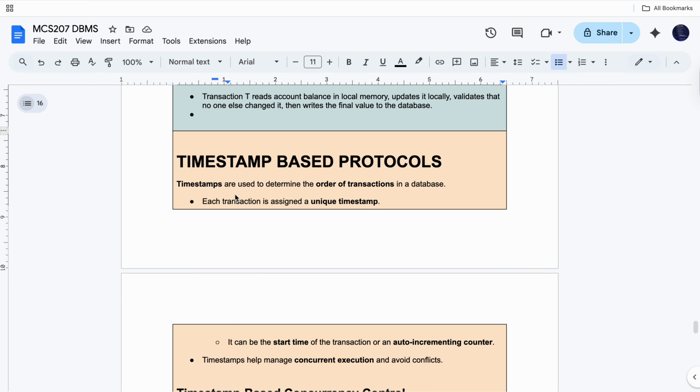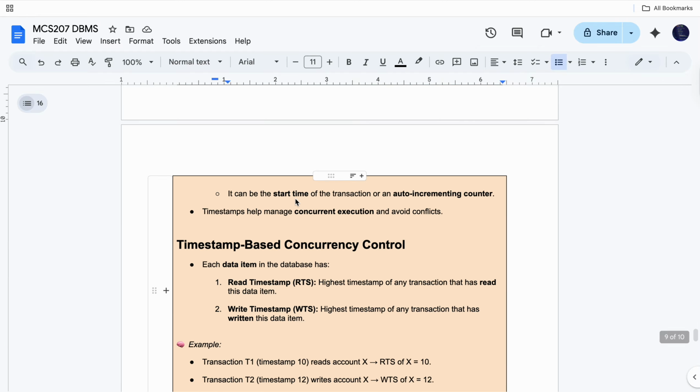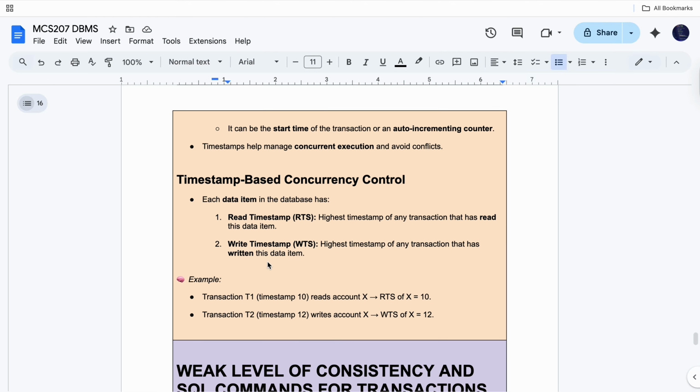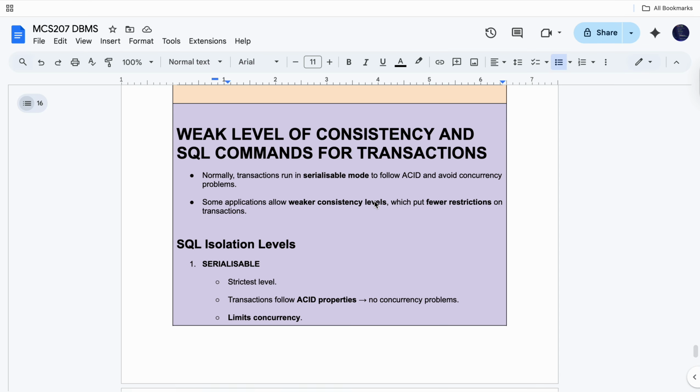Timestamp based protocol. Timestamps are used to determine the order of transactions in the database. Each transaction is assigned a unique timestamp, which can be its start time. Timestamp based concurrency control uses read timestamps and write timestamps.